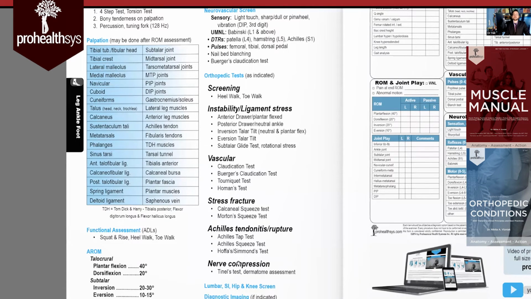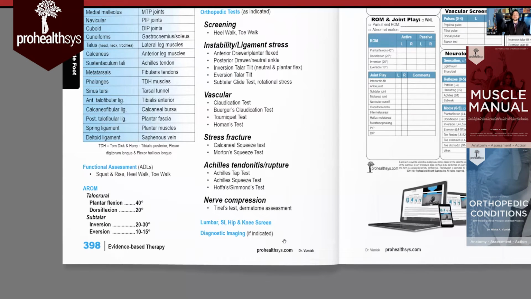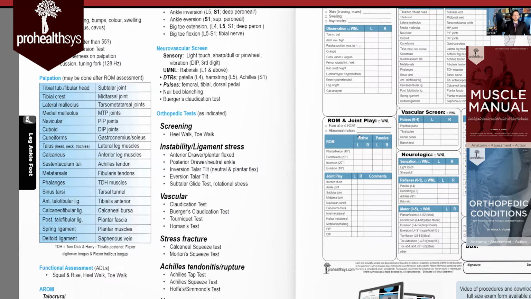And again, if you need to review how to perform these orthopedic tests and their interpretation, go to the section of special tests on our website in Pro Central. And then, of course, evaluation of surrounding areas, lumbar, SI, hip, knee screens would be there. Absolutely. And then diagnostic imaging if warranted, usually not required.